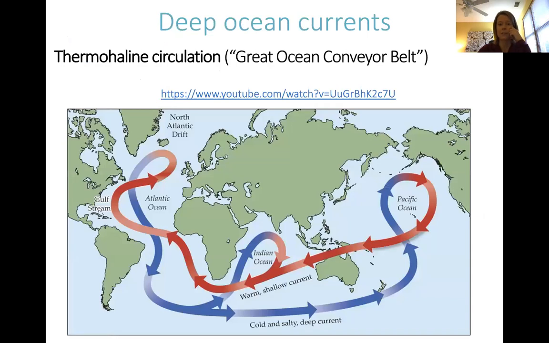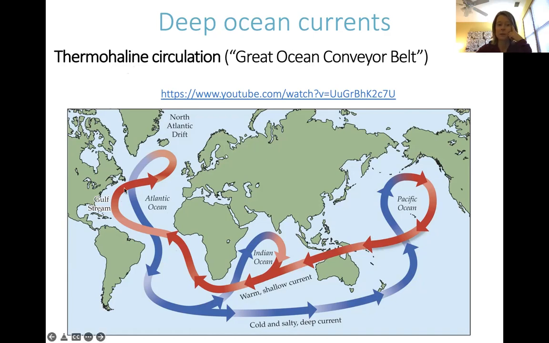Okay, and then if we combine both of these ideas, the temperature and the salt content, we have what's called the thermohaline circulation, or the Great Ocean Conveyor Belt, which you may have heard of. Thermo refers to temperature, haline refers to salinity. So temperature and salinity are driving this huge conveyor belt that you can follow around the world, around the major oceans. And you can see the effect it has. This is going to affect temperatures in different areas.